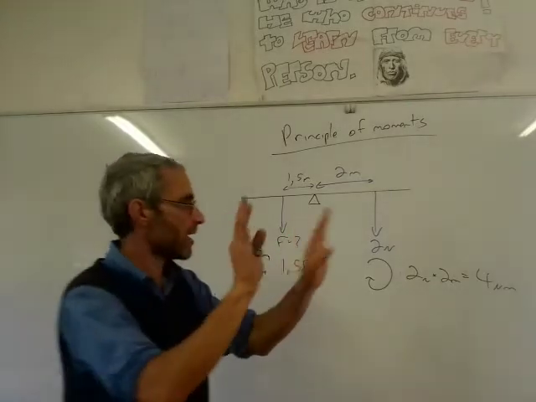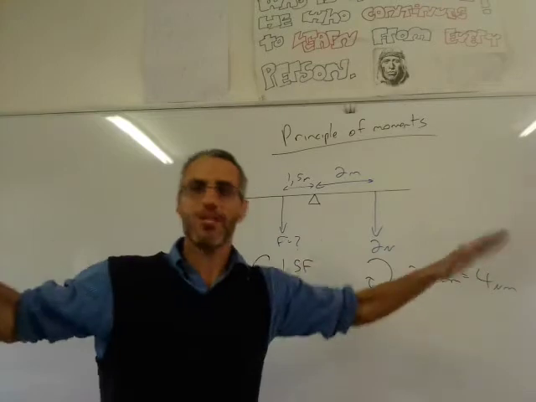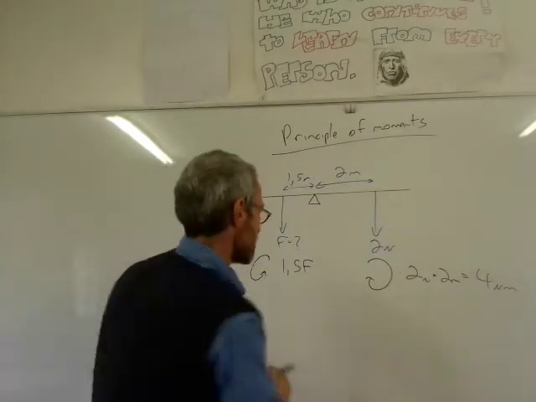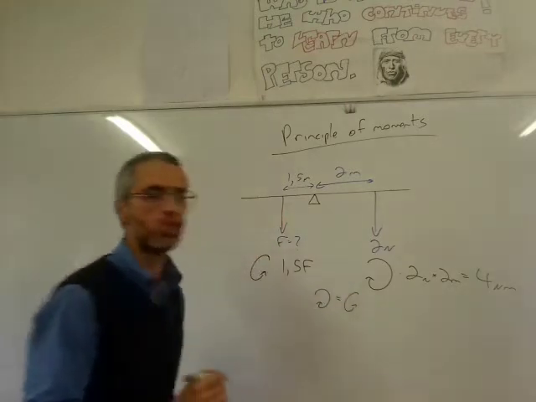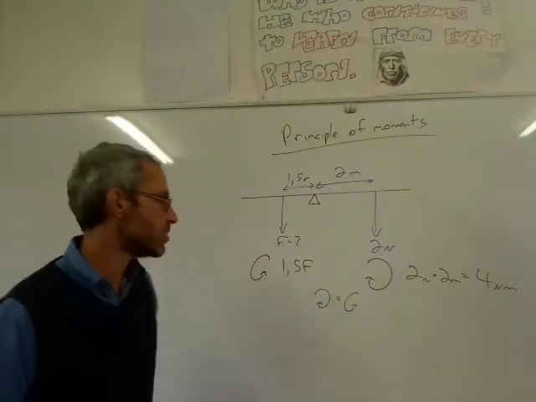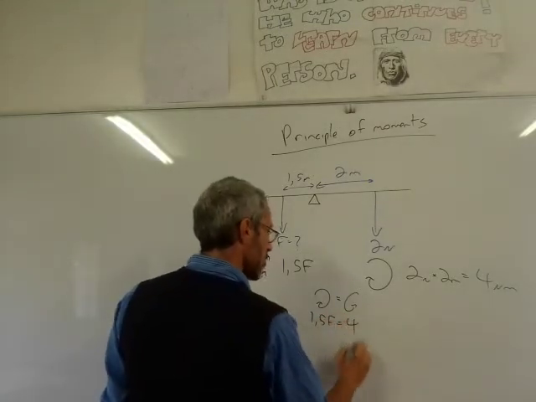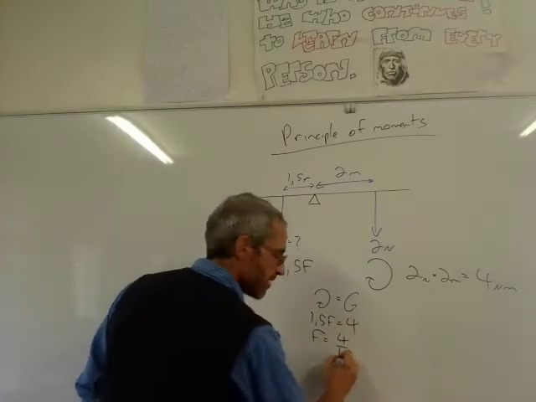If I tell you, and by the way, I didn't say, in the test I will obviously say, the seesaw is balanced. In other words, there is rotational equilibrium. So in that case, I know that the clockwise and anti-clockwise moments must be equal to each other. So I'm going to write 1.5 F equal 4. And then I'm going to write F equal 4 divided by 1.5.